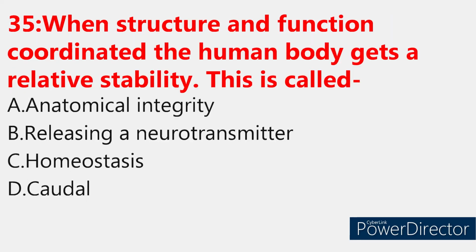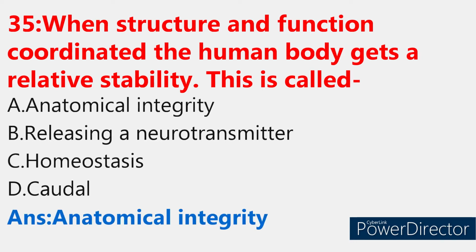Next question. When structure and function coordinate, the human body gets a relative stability. This is called option A, anatomical integrity. Option B, releasing a neurotransmitter. Option C, homeostasis. Option D, caudal. And the correct answer is option A, anatomical integrity.